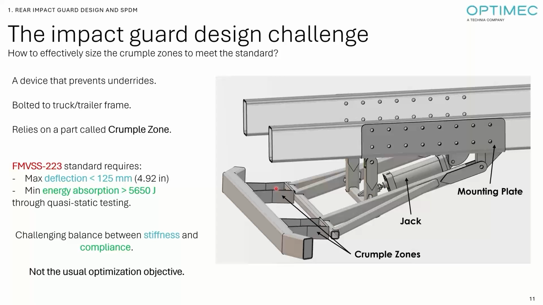The crumple zones are these parts that need to be designed so they can meet a certain industry standard from the FMVSS. The Federal Motor Vehicle Safety Standard says that this rear impact guard must comply with a certain stiffness. If you apply a force of 100 kilonewton, the bumper must not deflect more than 5 inches, but has to absorb at least 5,650 joules of energy. So it tells you that you have to find this challenging balance between stiffness and compliance.